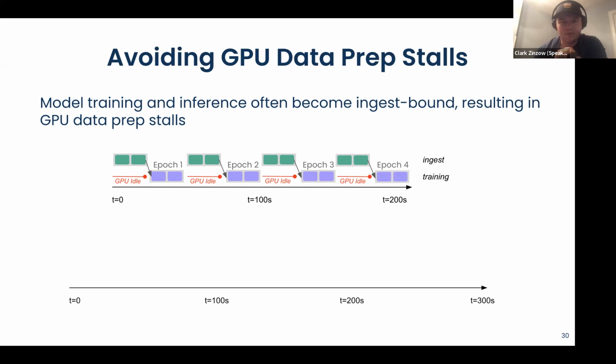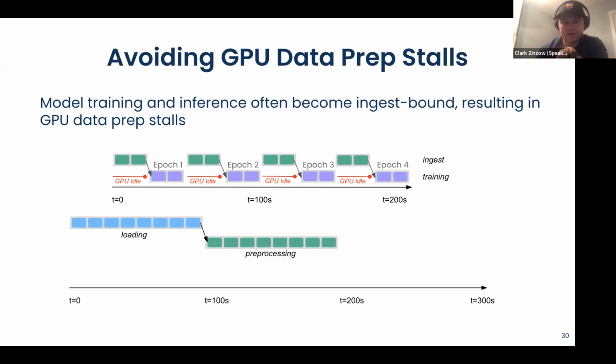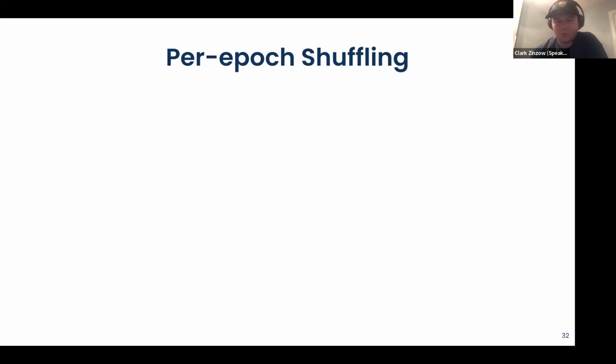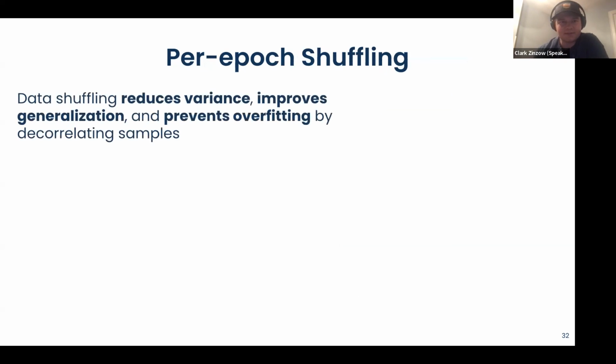And this isn't a problem just for training, it's also a problem for inference. For example, suppose you have three stages: you load your data, you pre-process it, and then you perform the inference. If you do this in a bulk synchronous parallel sort of way over the entire data set, you are going to be waiting this entire time, like here, for example, 200 seconds of your GPUs just sitting idle, waiting for the entire data set to be loaded and pre-processed before you actually perform inference. So that sucks.